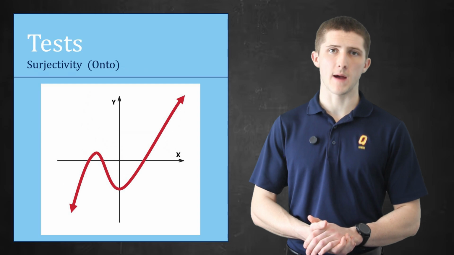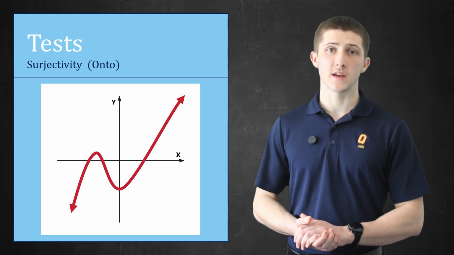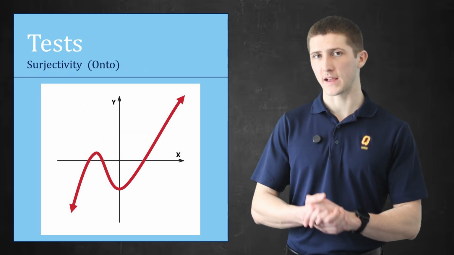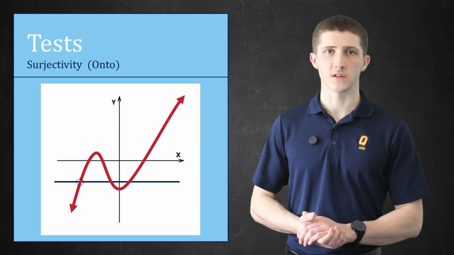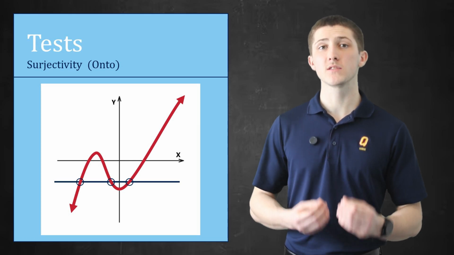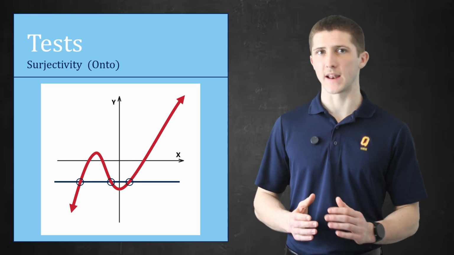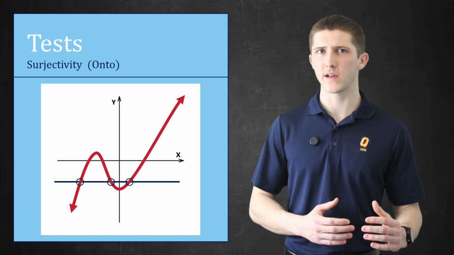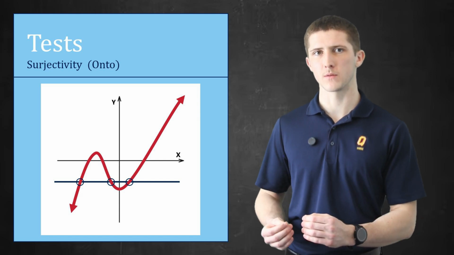If a surjective mapping is onto, then that means that every y value is mapped to by an x input. So if we draw a horizontal line across the graph, the line must intersect the graph at least once at any position, as to show that every y value ends up being mapped to.